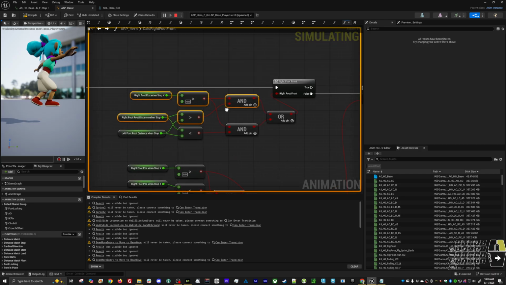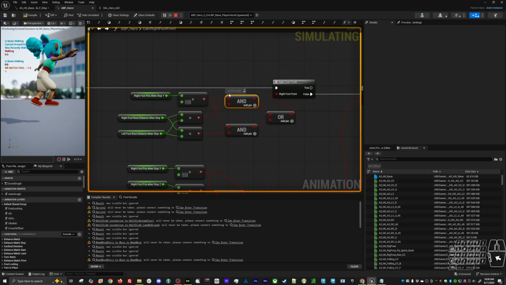Okay, so let's mark that. Let's say right foot behind root, right foot further from root than left foot. And I can't type.